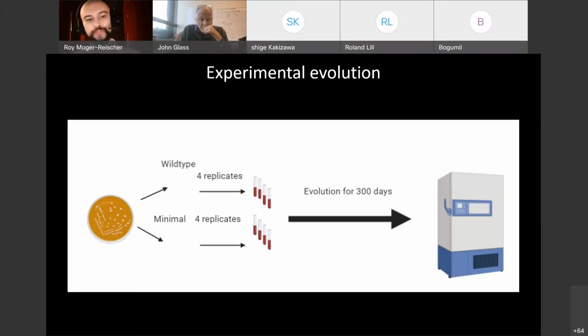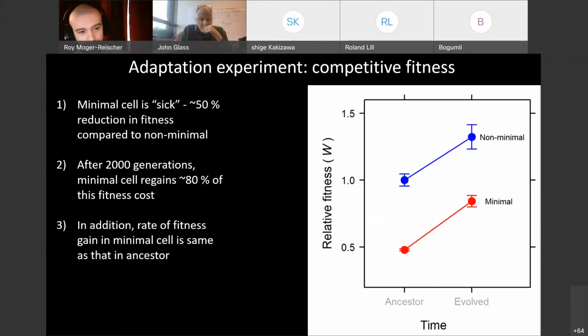So by measuring the proportion of evolved cells compared to marked cells at the start of that period, and then at the end of that period, we can ask, how did that ratio change? And we can calculate fitness. So we measured fitness on the non-minimal and minimal ancestors and evolved bacteria. And here's what we found.